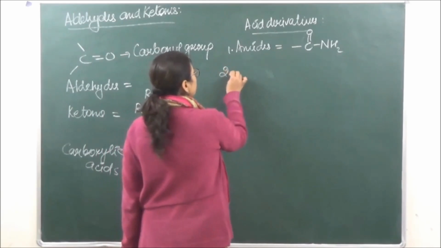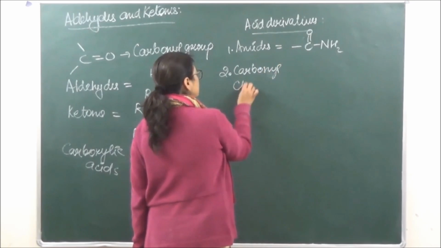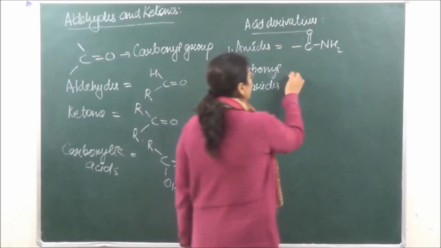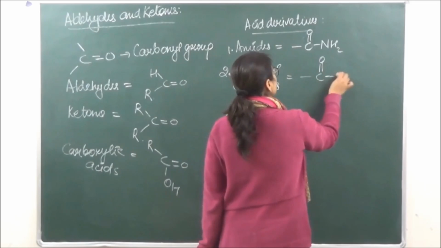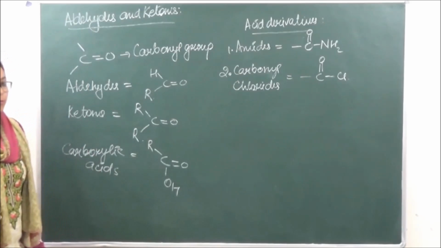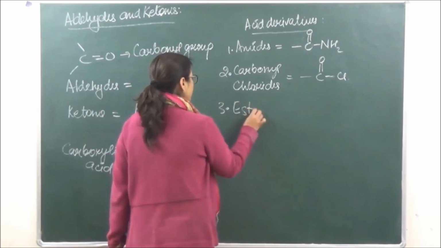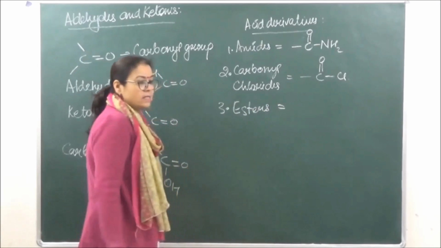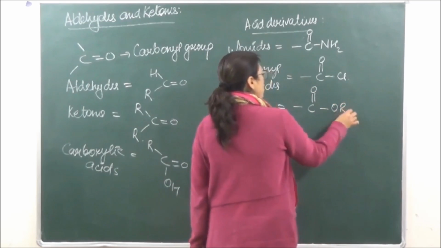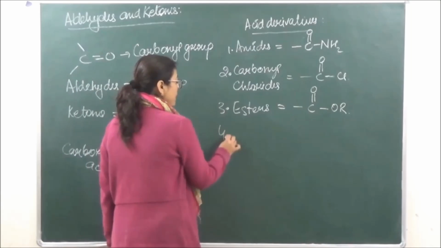The second one we have is carbonyl chlorides. Carbonyl chlorides, they are C double bond O Cl. So OH group over here that is substituted by some other group. ठीक है, फिर उसके बाद थर्ड हमारे पास आते हैं एस्टर्स. एस्टर्स क्या हुए? They are going to be C double bond O OR.